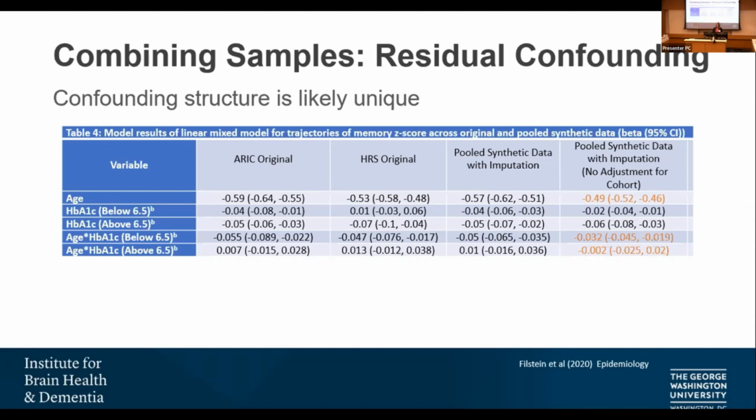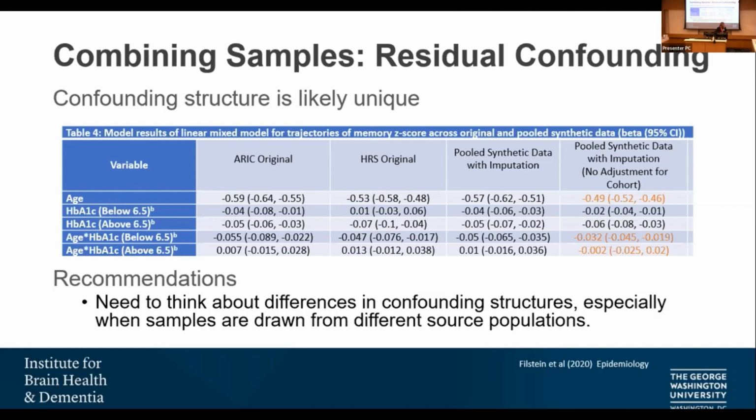Those orange numbers, out of range, right? Indicating to me that there were confounding structures that were different that we needed to take account of. So the recommendation here is that we need to think about differences in confounding structure, especially when samples are drawn from different source populations. And this is going to underlie a later recommendation where I say maybe we want to stick with the meta-analysis, as opposed to the pooled approach, right? You don't lose a lot of power, but it allows you to deal with this better.